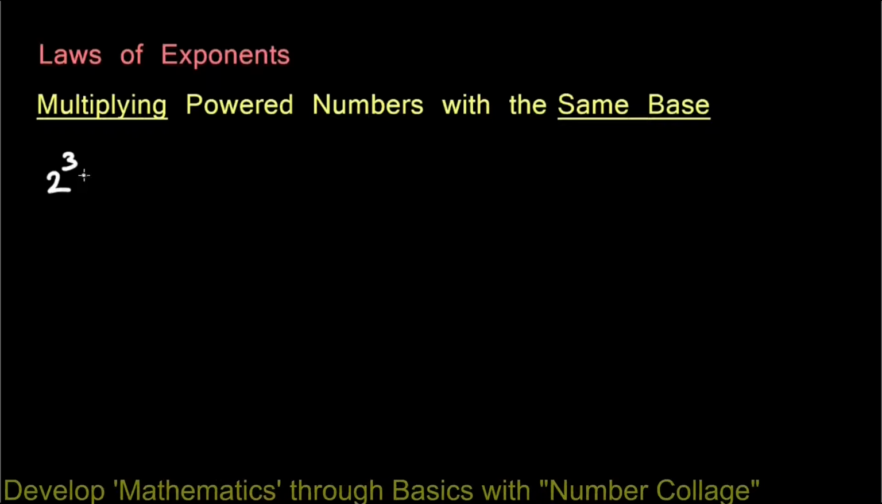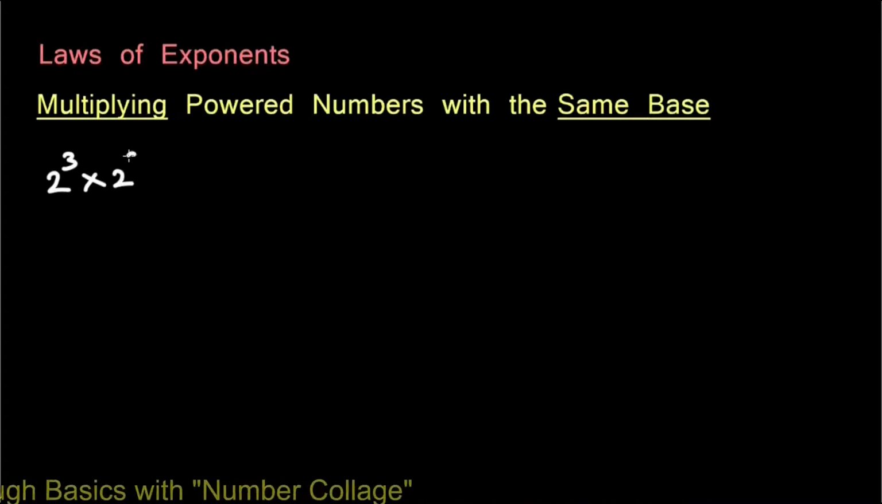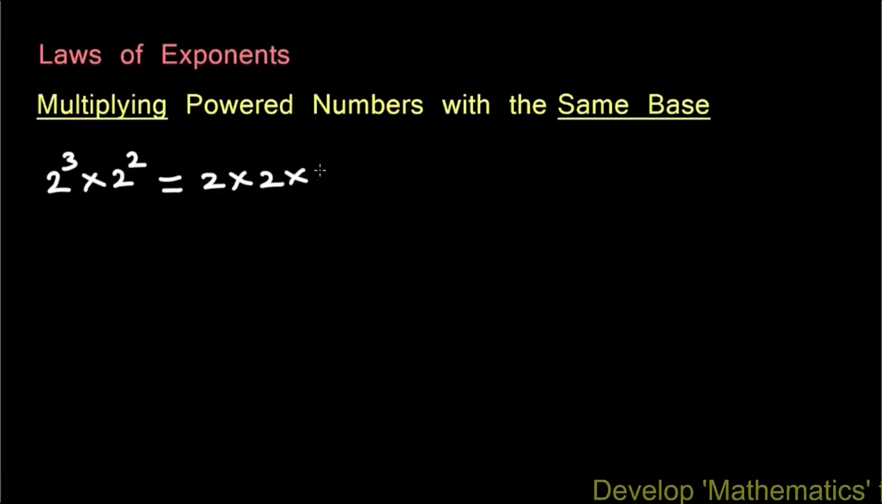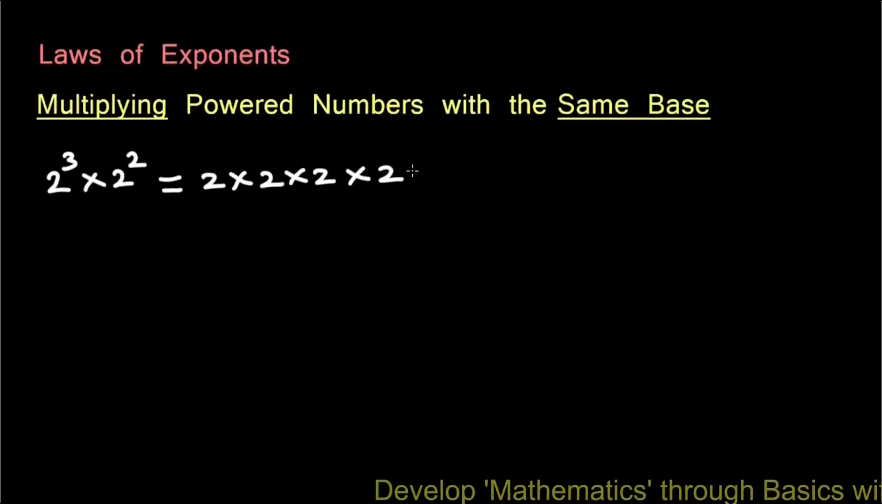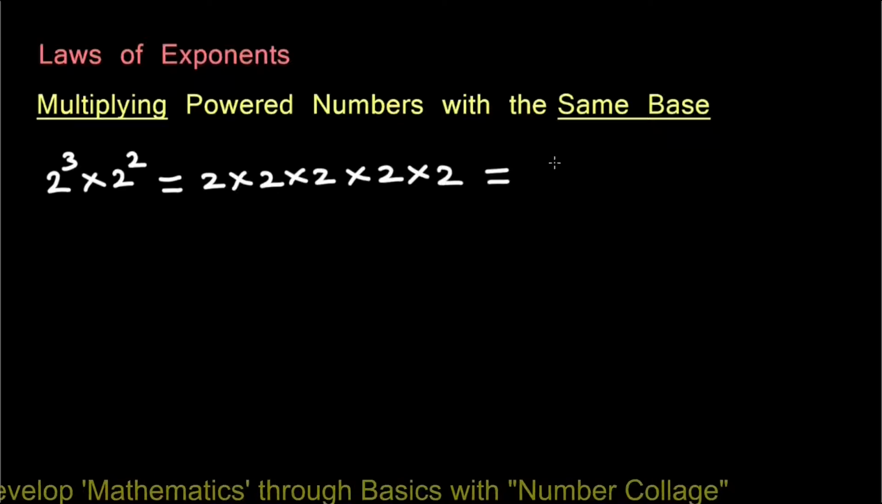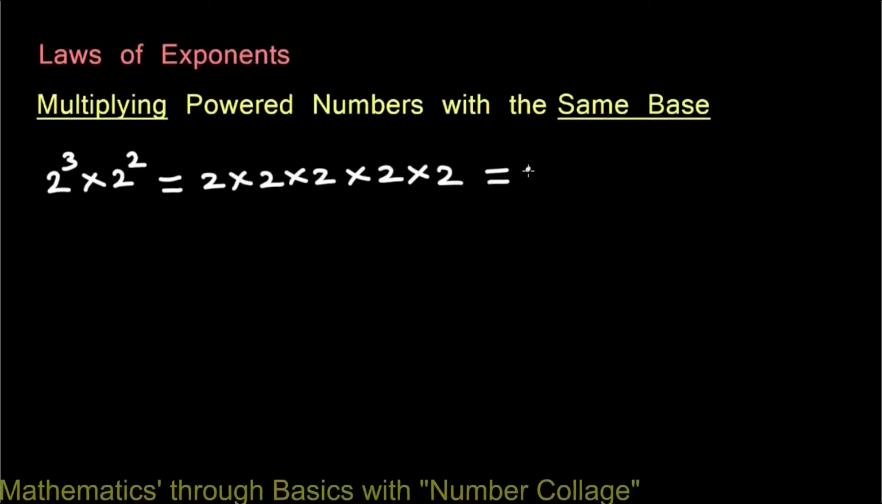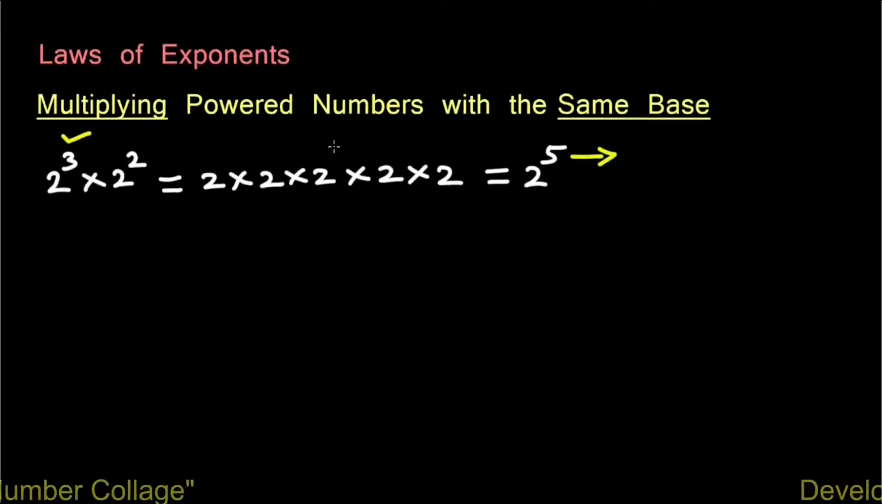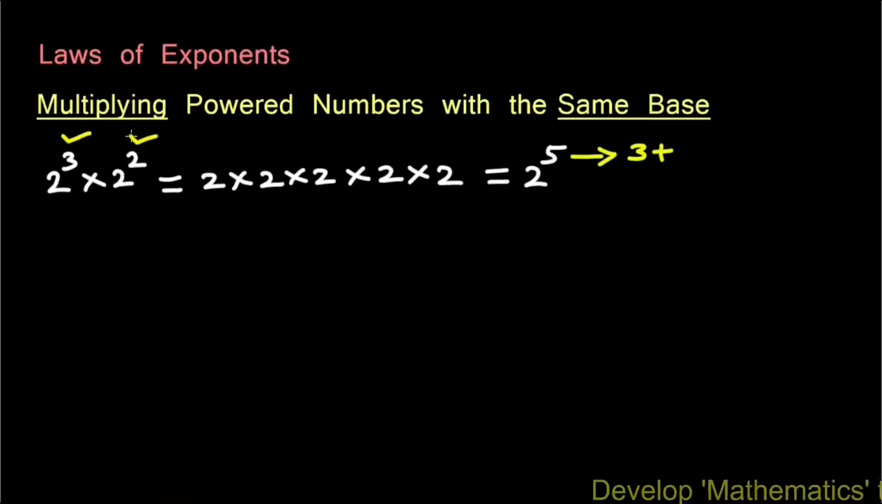2 cubed multiplied by 2 squared. For 2 cubed, we will write 2 multiplied by 2 multiplied by 2. For 2 squared, we will write 2 multiplied by 2. Now here 2 has been multiplied 5 times, so it will be 2 raised to 5, and this 5 is formed by addition of this 3 and this 2.